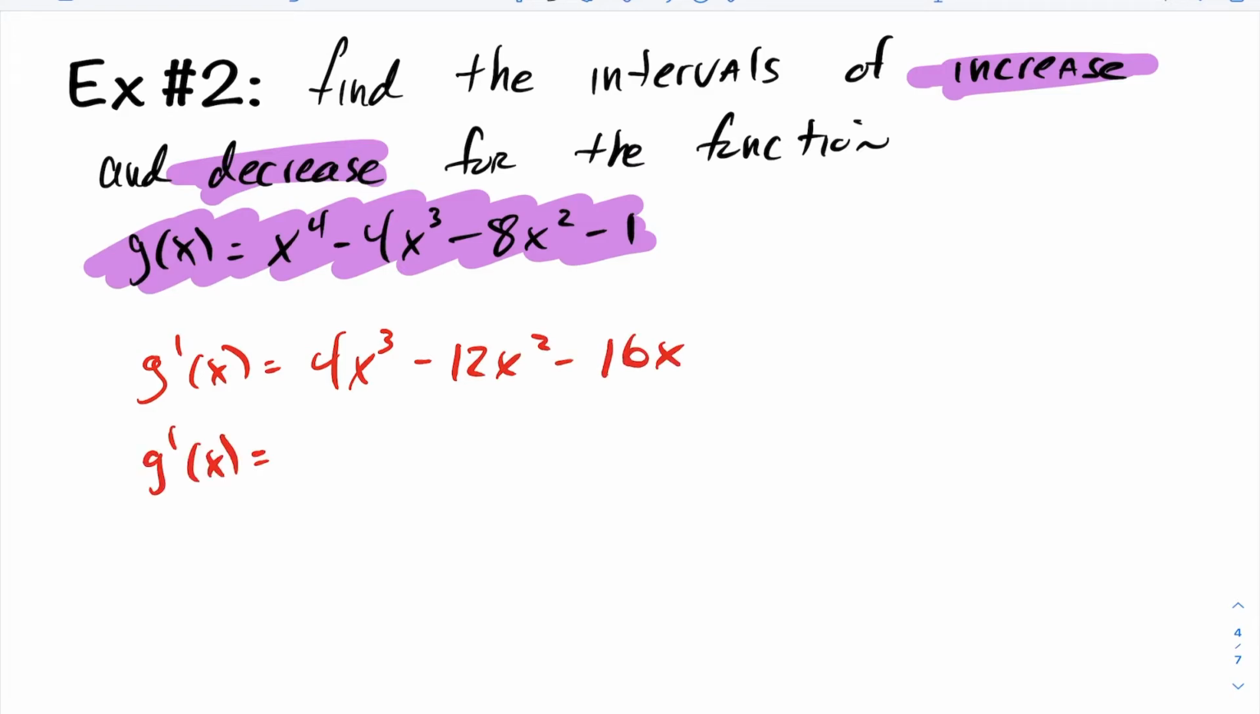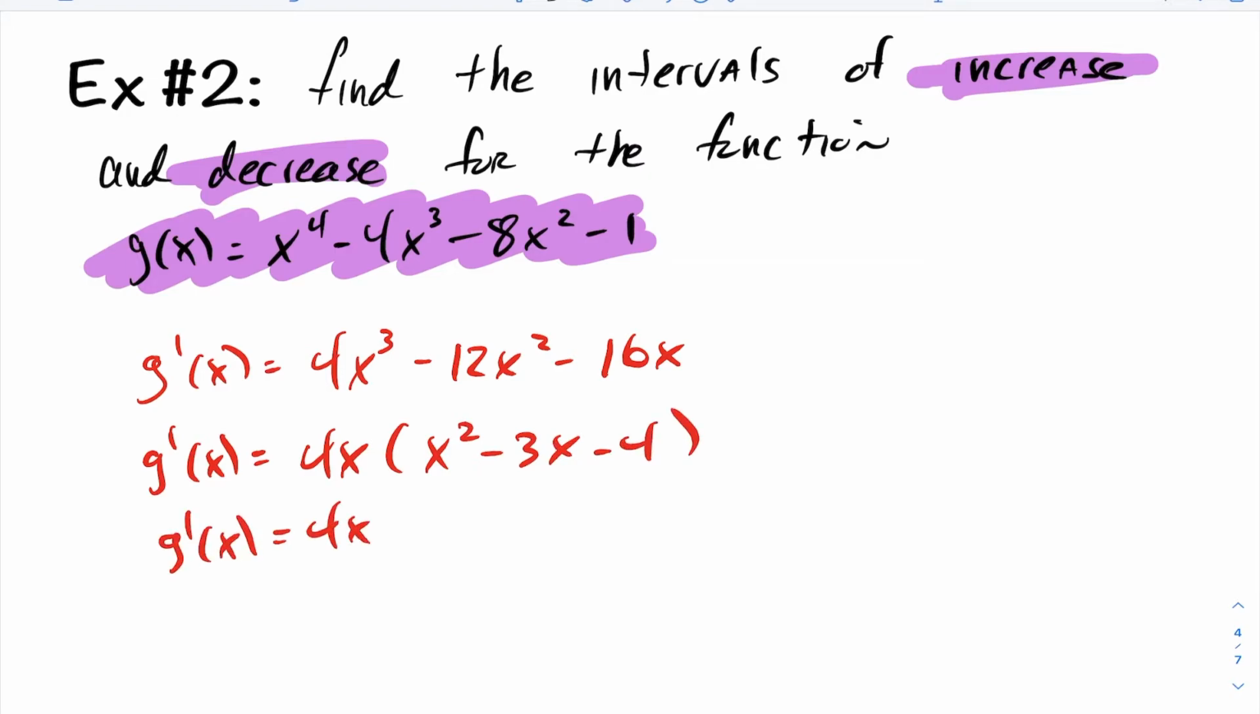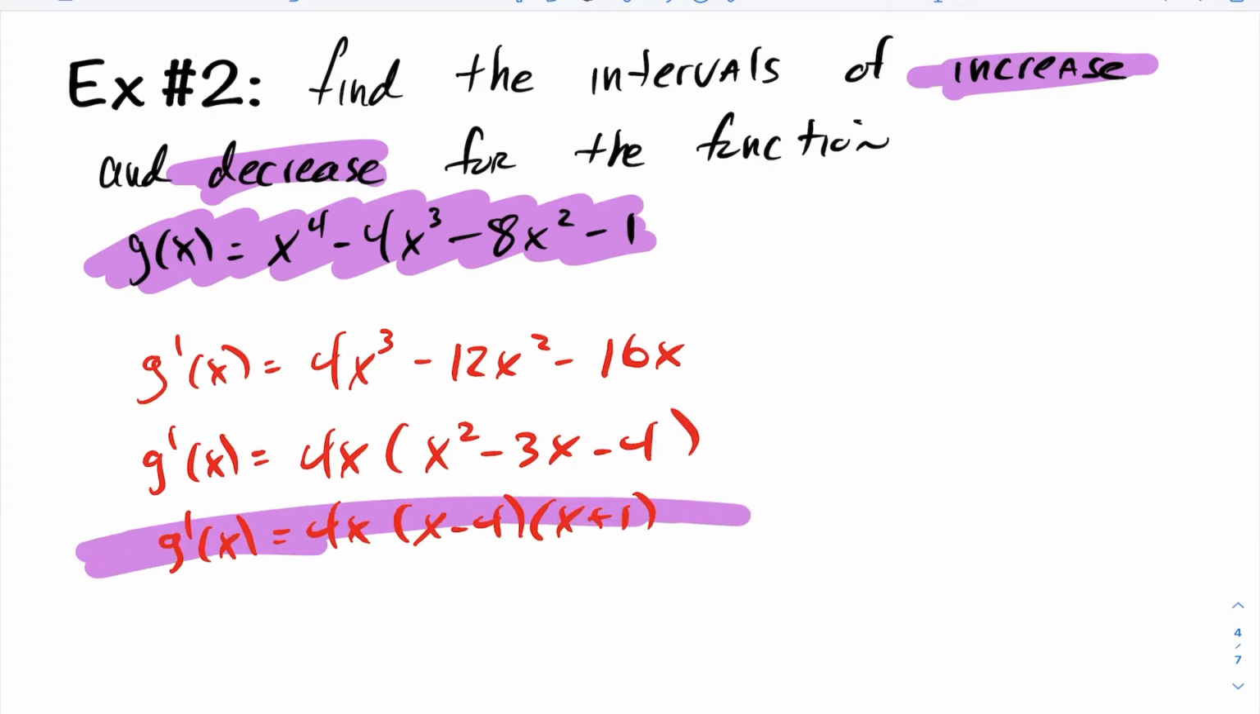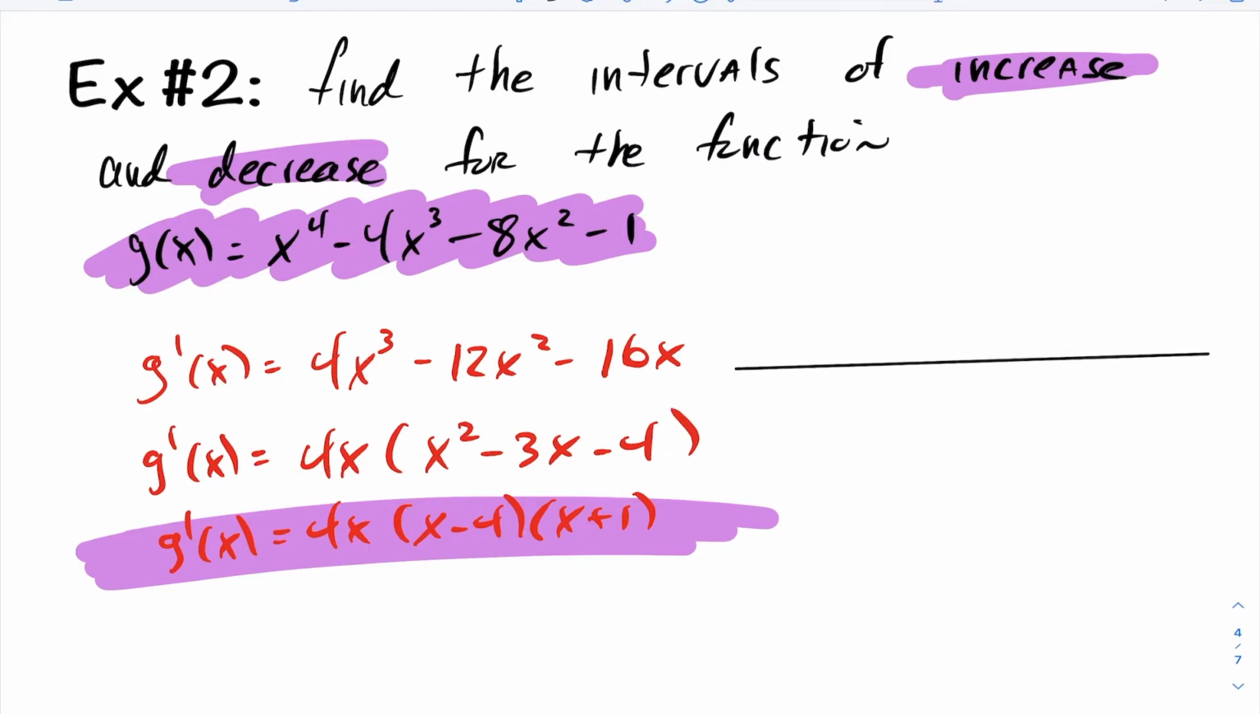At this point, we have to find when the derivative is 0, so I have to factor this. Factoring out a 4x here, we end up getting x squared minus 3x minus 4. And I can factor this a little further. We have a quadratic that'll factor to x minus 4 times x plus 1. So therefore, a factored form of g prime at x is going to be this expression. Now what you want to do is draw yourself a number line and identify all the points where g prime at x is 0. Well, that's going to be x is 0, x is 4, and x is minus 1.